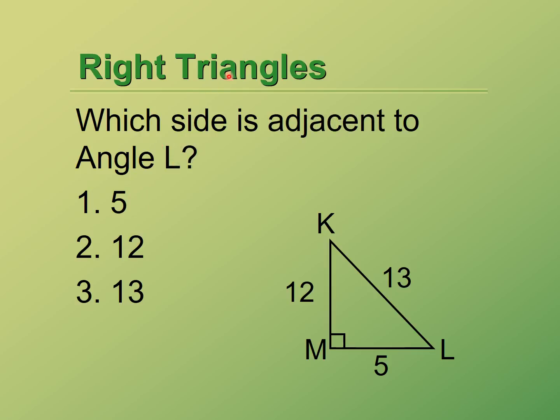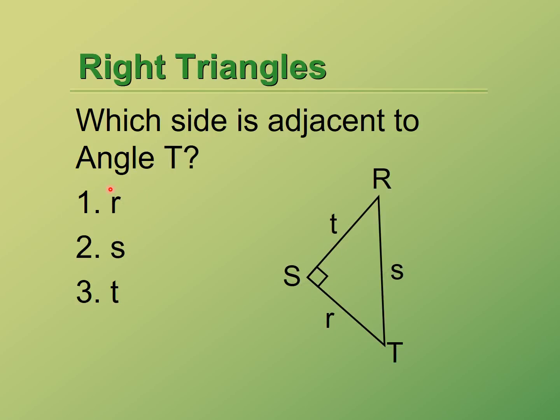Now we're looking adjacent to angle L. So here's angle L. Adjacent means the leg, not the hypotenuse, that is right next to the angle. So 13 is your hypotenuse, so you don't want to use it. And that means that the adjacent side would be this side here, which is the 5. So that would be option number 1.